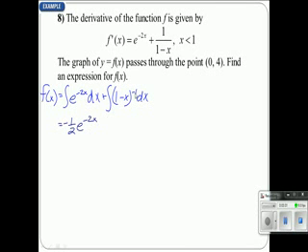That's no good. So what you really need to consider is whenever you have 1 over anything to the power of 1, it's the natural log function.